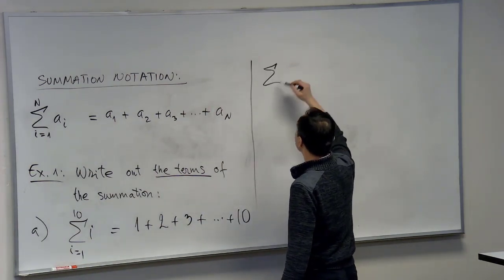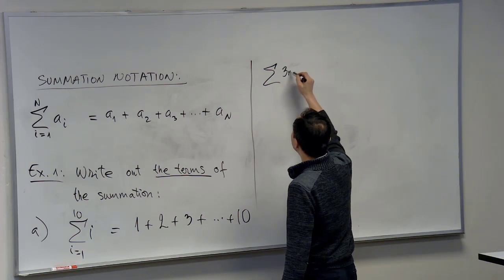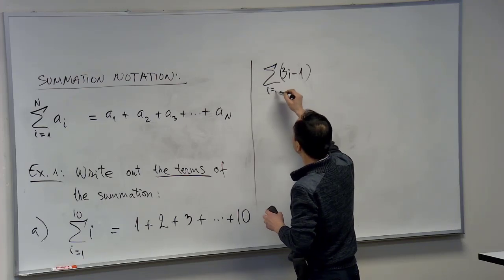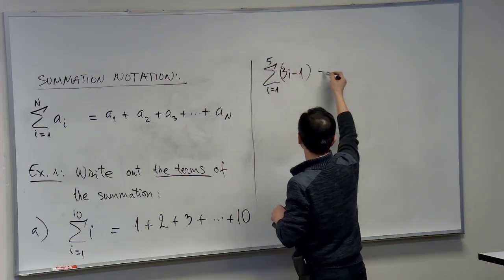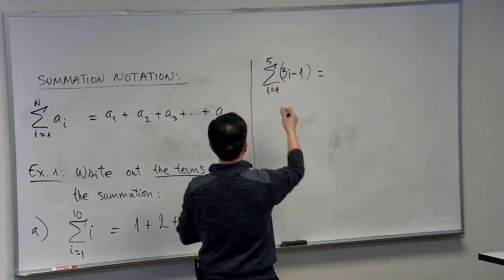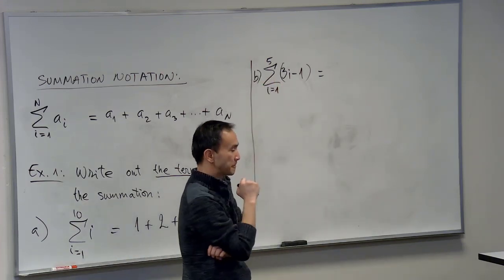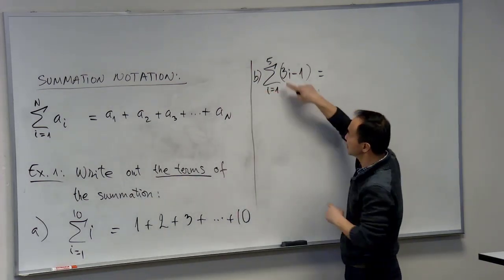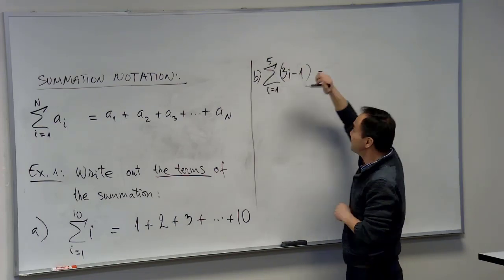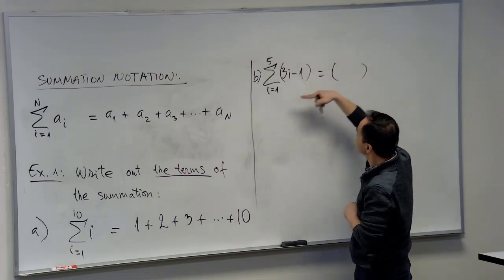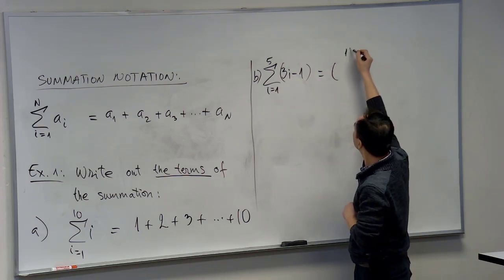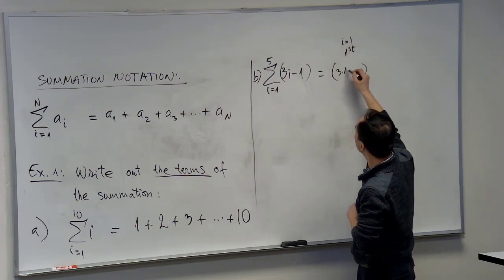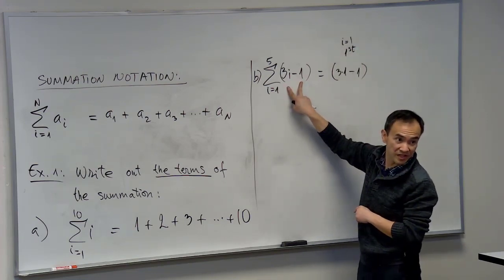Another one to try here. Think about the sum of 3i minus 1, with i from 1 to 5. We call it part B of the example. This summation is indicating we're going to have 5 terms. The first term has value 3 times 1 minus 1, because the first term has the i index equal to 1, according to that general setup.